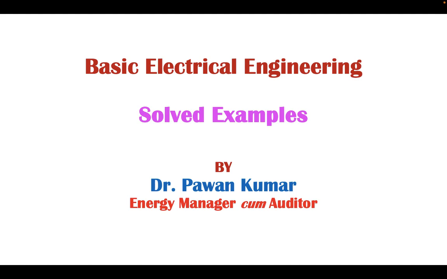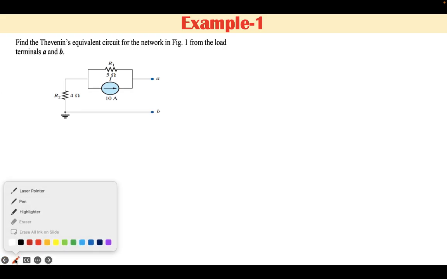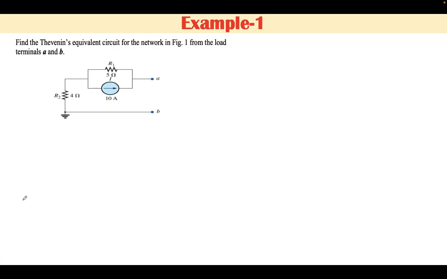In this class, we are going to solve some examples based upon basic electrical engineering. Let's consider the first example: to find out the Thevenin equivalent resistance and Thevenin equivalent circuit of the given network. In this case, we have only one source, and across terminals A and B we have to find the Thevenin equivalent resistance and Thevenin equivalent network of this given network.